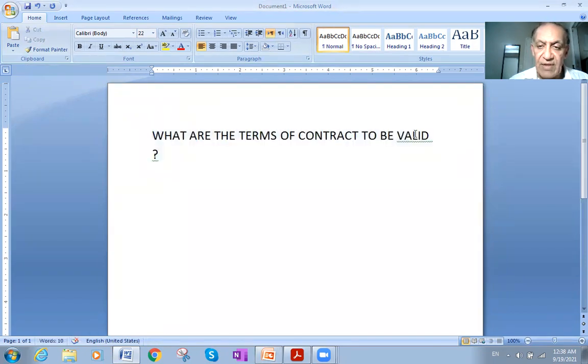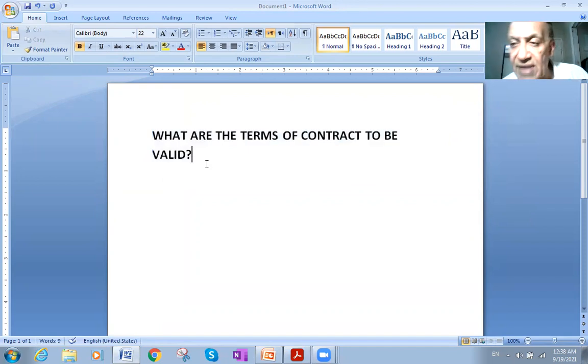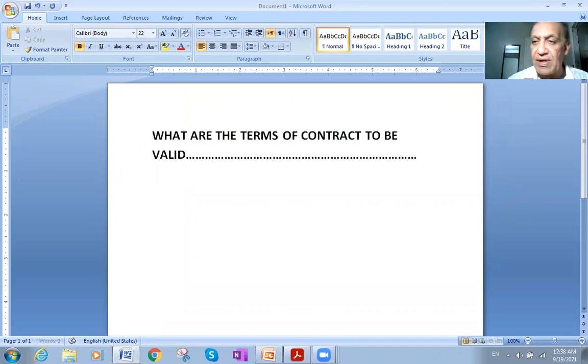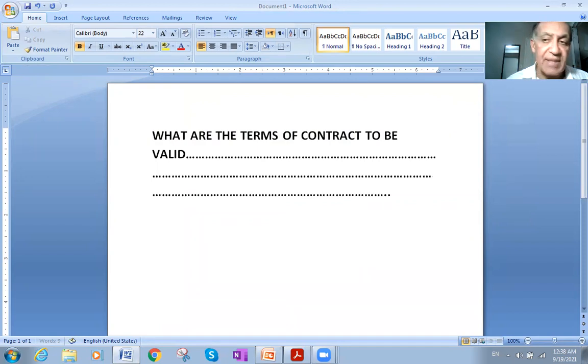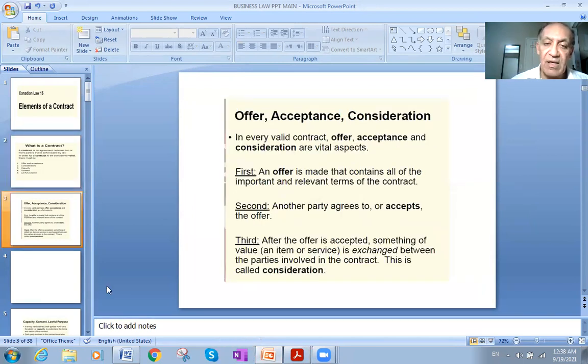So here we will stop for about 5 minutes to take the answers of my dear students. Please send your answers on the chat box. So what are the terms we need for the contract to be valid? We said the offer, the acceptance, and the consideration. So those are the three main points. But we also have the consent and the lawful capacity. So here we go.